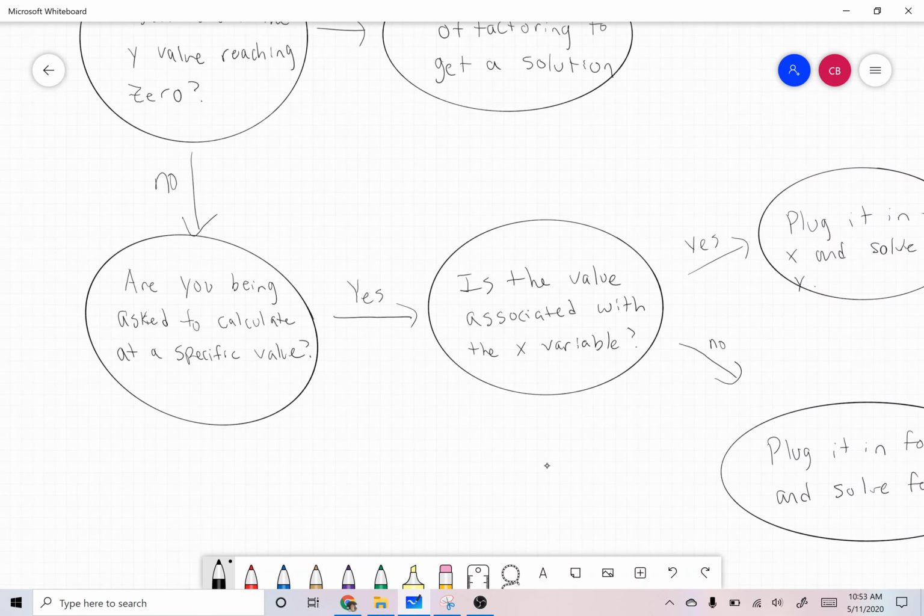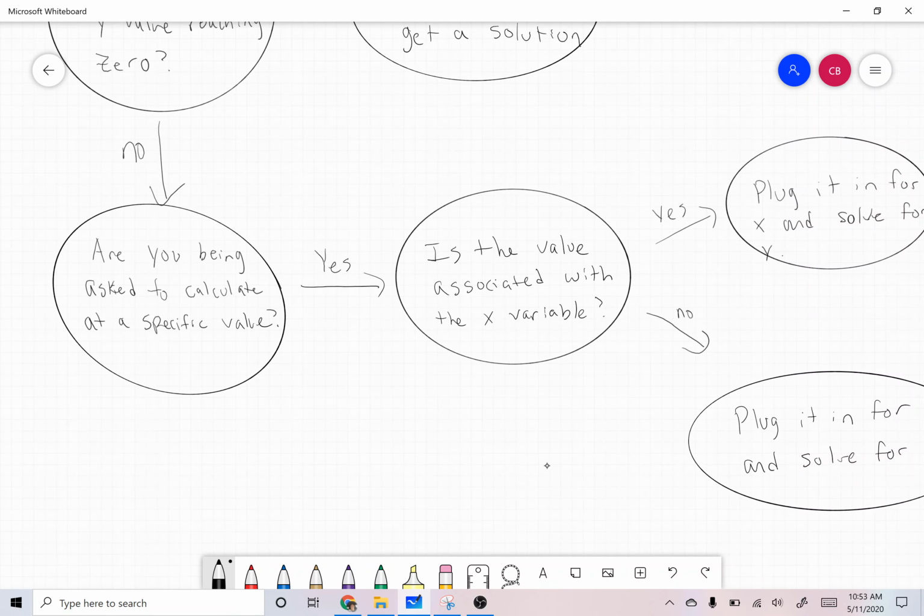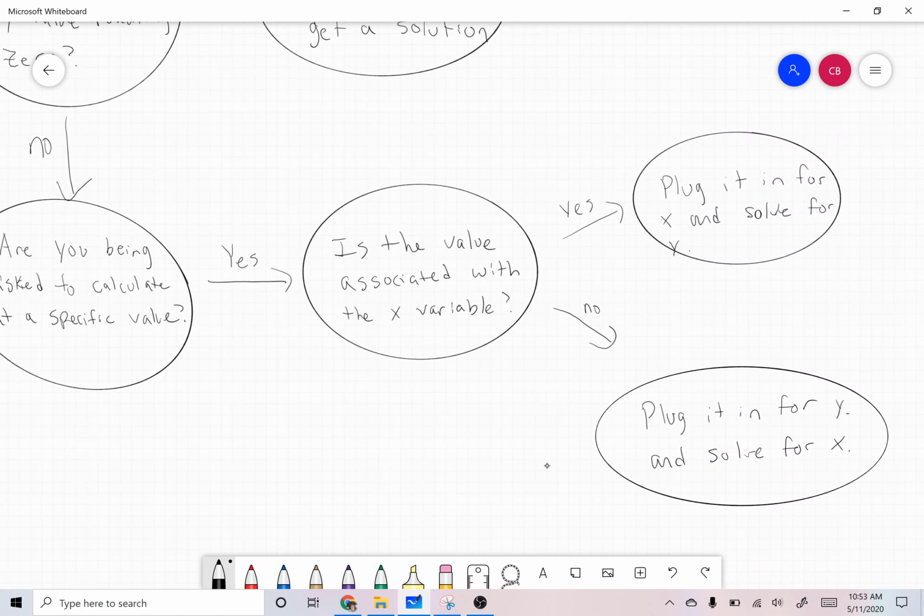And finally, are you being asked to calculate a specific value? If the answer is, obviously since that's the only one left, the only answer is yes. Is the value associated with the x variable? If it is, plug it in for x and solve for y. If it isn't, plug it in for y and solve for x. That can mean that you are factoring. That can mean that you're doing arithmetic. It just depends on what you're looking at.